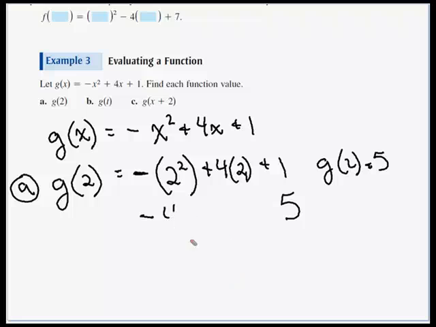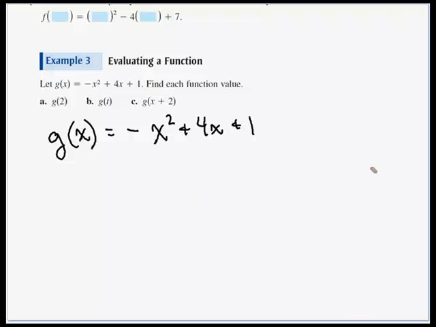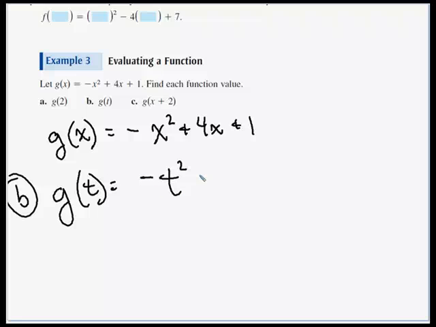Part B, let me clear this out here. Part B, they just want us to find g of t. So any place in the original function where we see an x, we're just going to replace it with a different variable t. Minus t squared plus 4t plus 1. And we're done.